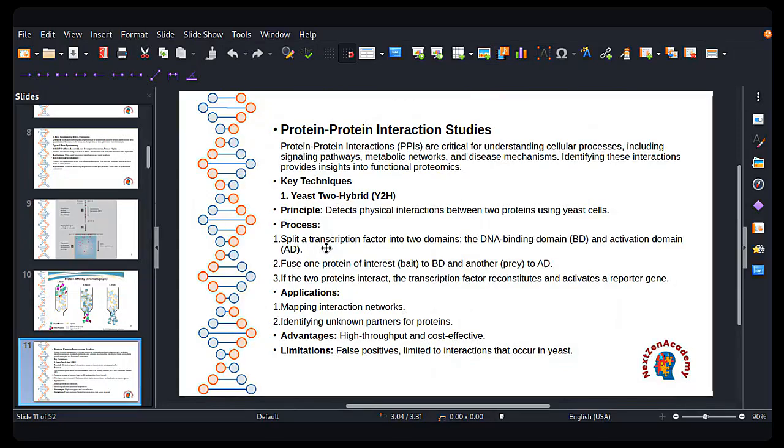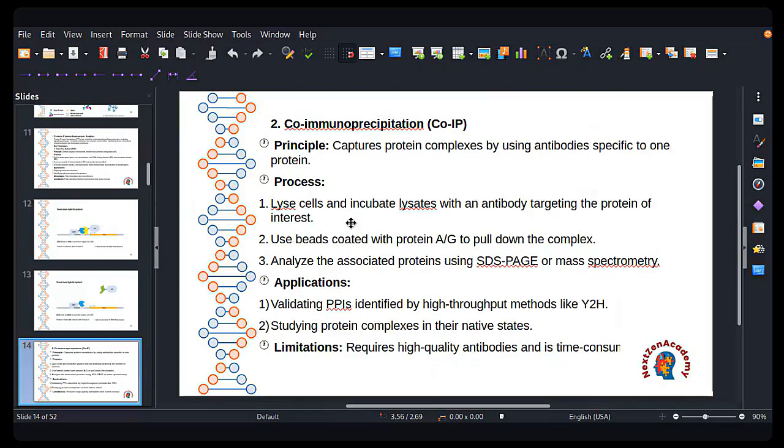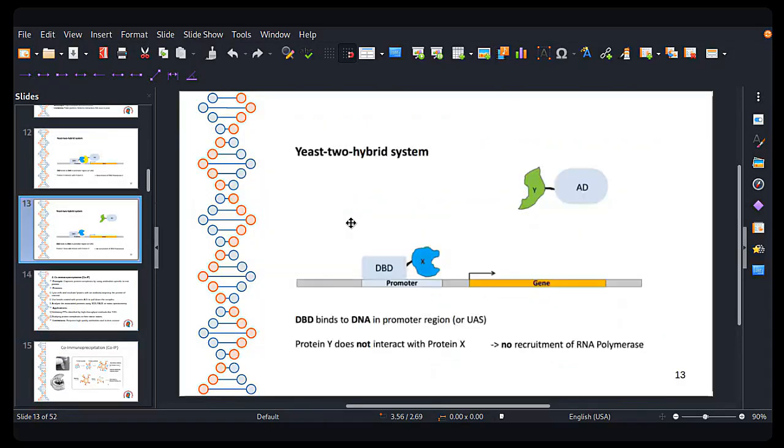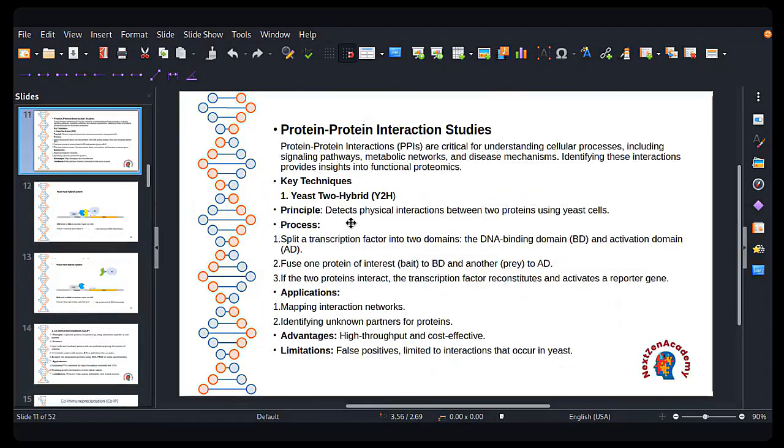Then protein-protein interaction studies. Protein-protein interactions are critical for understanding cellular processes, including signaling pathways, metabolic networks, and disease mechanisms. So we have to identify the interaction between proteins. We are using two key techniques. One is yeast two-hybrid, then co-immunoprecipitation. We are going to study these two techniques in detail to study protein-protein interaction.